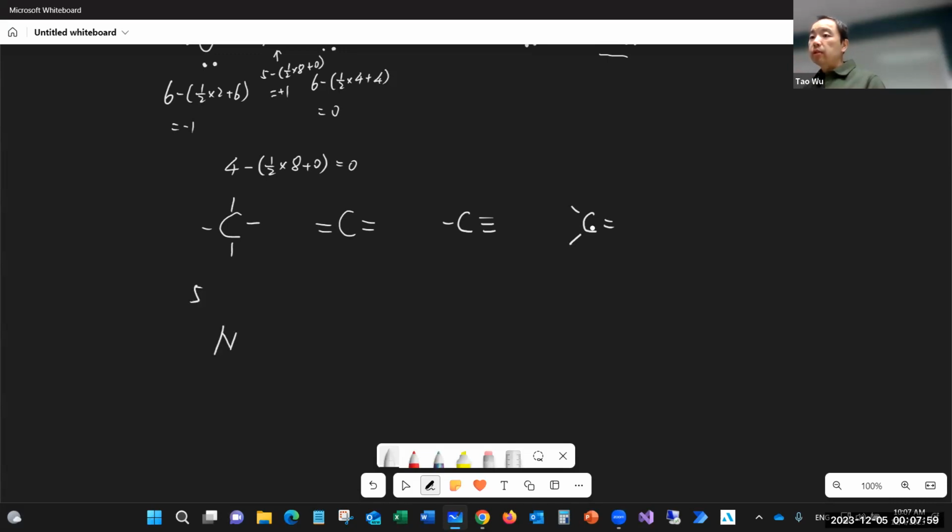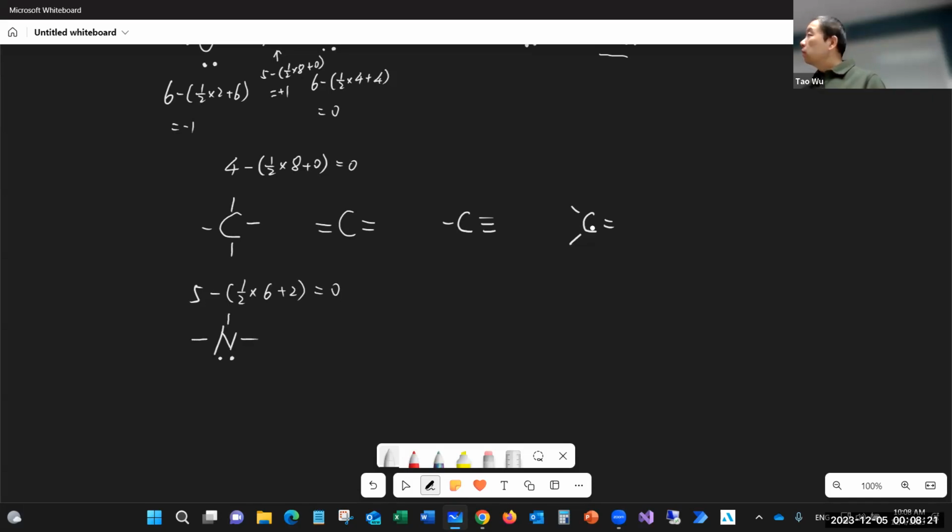But if you're talking about nitrogen, nitrogen has 5 valence electrons. To make a formal charge of 0, the best way is 1/2 times 6 plus 2. In other words, you're going to have 6 valence electrons in bonds and just 2 dots on the outside, right? So for nitrogen, the best way is probably like this.